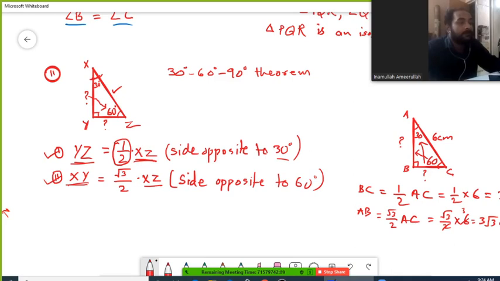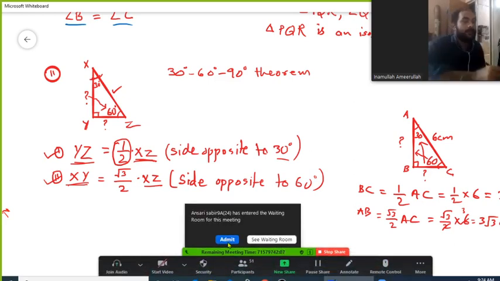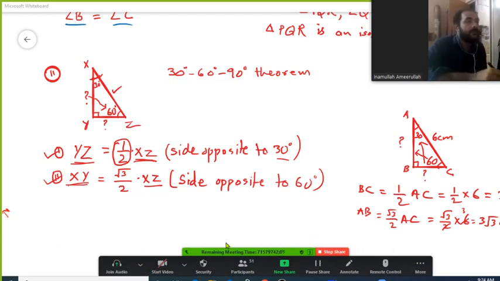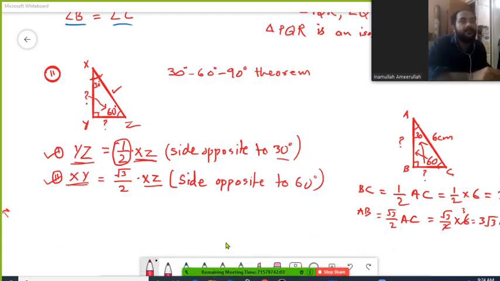Now, everybody look at this. In triangle ABC, side BC is opposite to 30 degree. So BC should be half of the hypotenuse. So this way your BC will become 3 centimeters. And since AB is the side opposite to 60 degree, AB is root 3 by 2 times of the hypotenuse. So AB is 3 root 3.